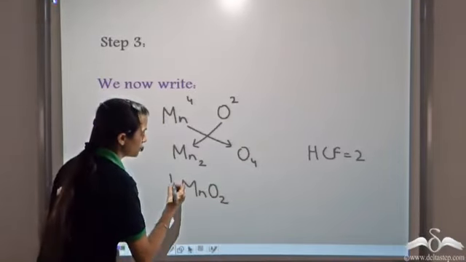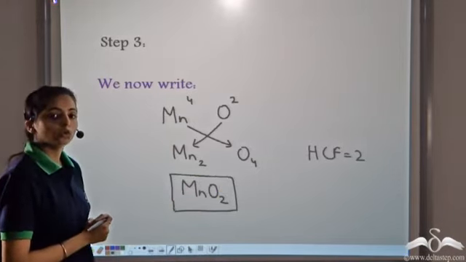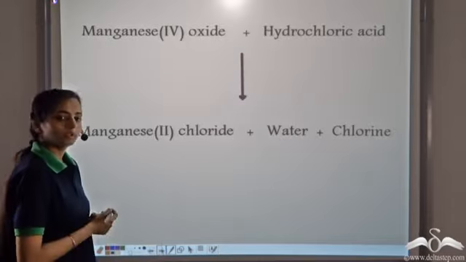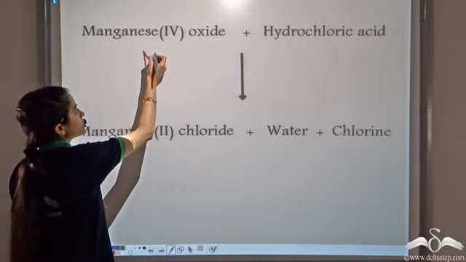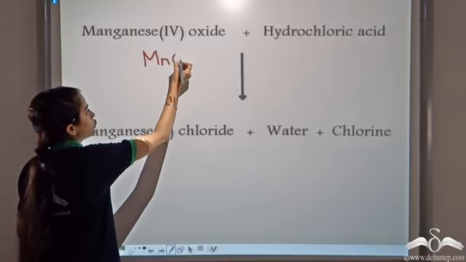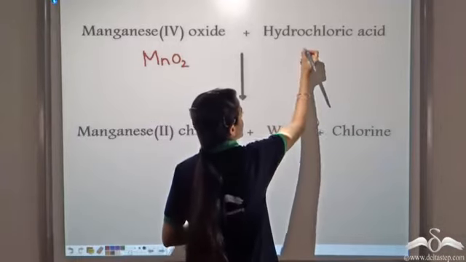So this is the chemical formula of manganese 4 oxide. Now let's look at our equation. We got the chemical formula of this species, which is MnO2. Now we know hydrochloric acid is HCl.